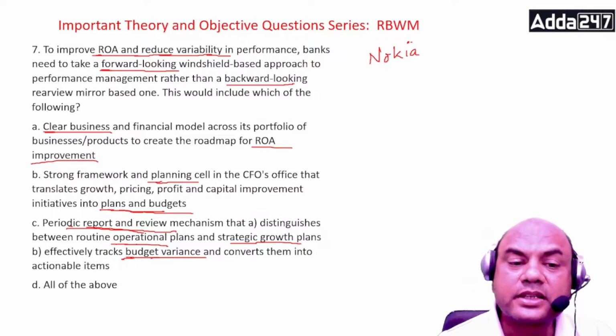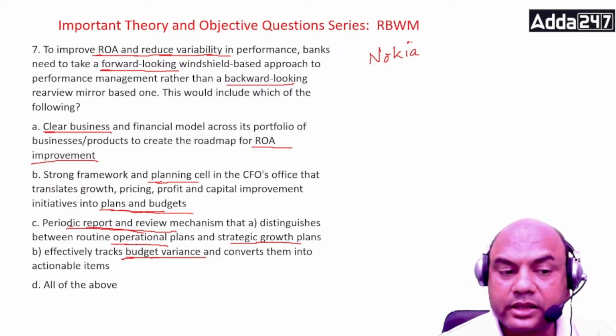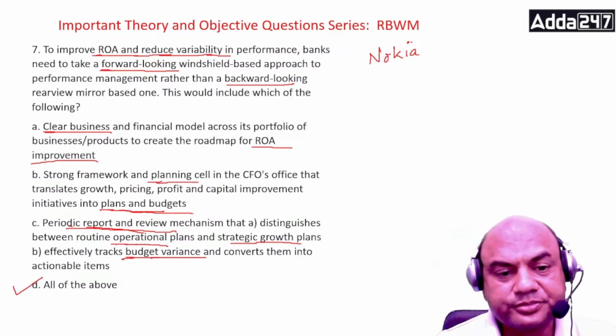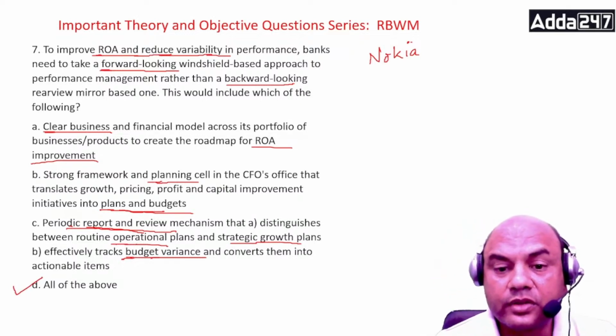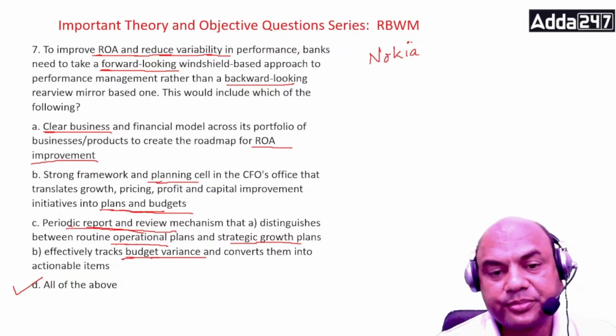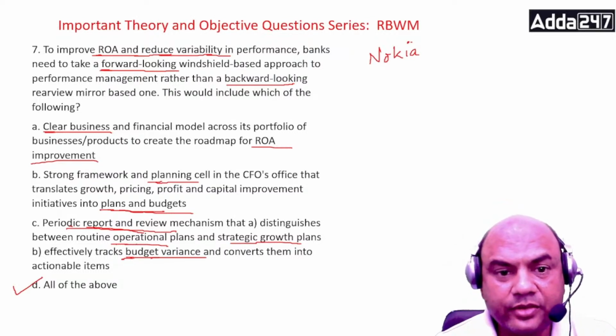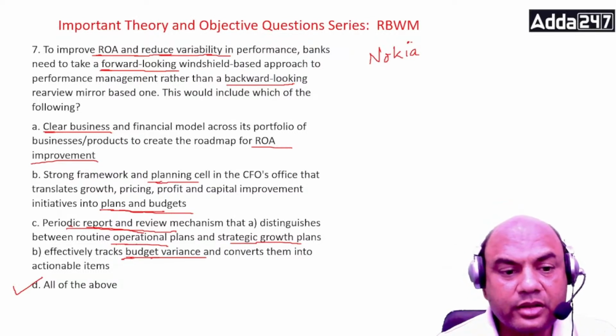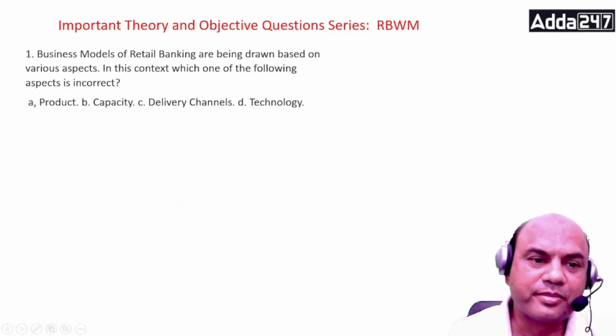So what will be the answer in this? This would include which of the following? Clear business focus, right planning and review mechanism. So the answer will be D, all of the above. Don't you think so? Isn't it? All of the above will be the answer over here. Getting this? Everyone okay with this? Got it? Shall I move on now?